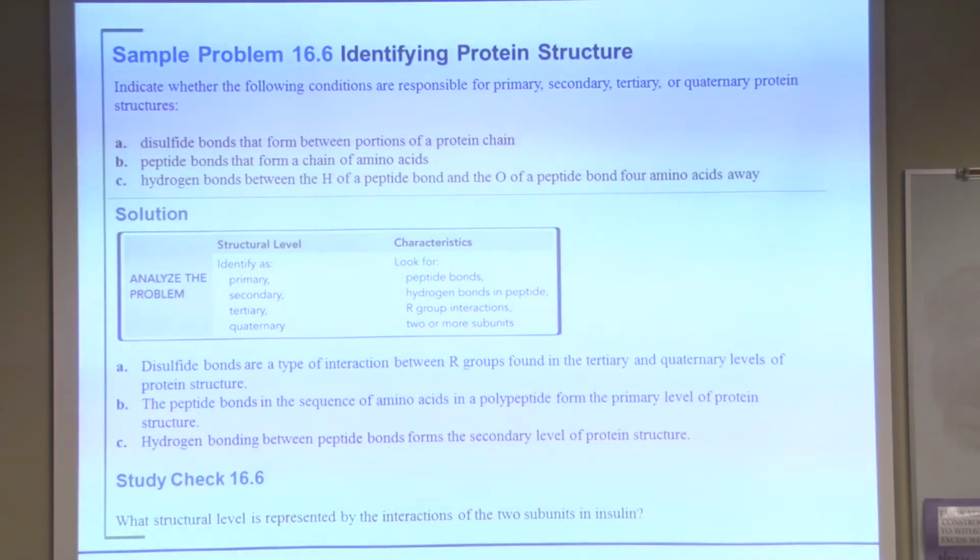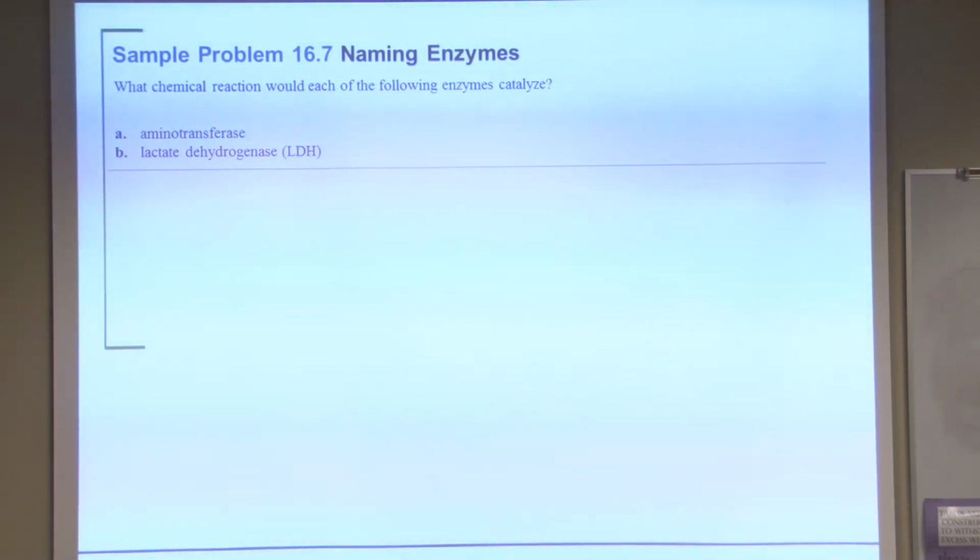What structural level is represented by interaction to primary structural level? Did you see this? The insulin has a primary structure, and the 2 peptide chains are linked through the disulfide bond. So what structural level will be a tertiary or quaternary structural level of protein structure? 2 subunits of insulin.